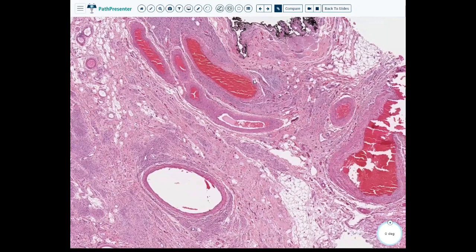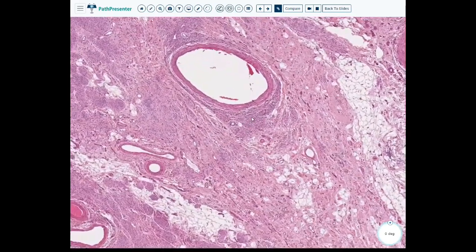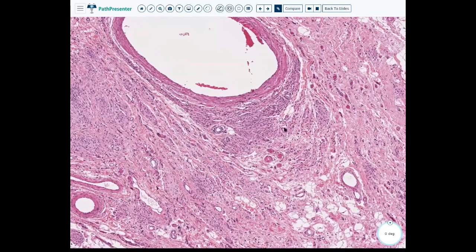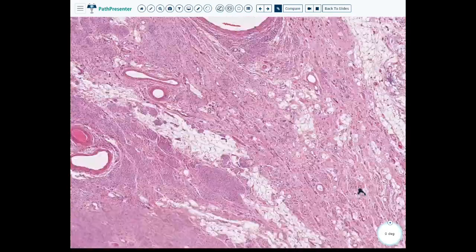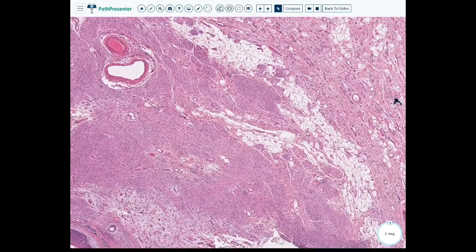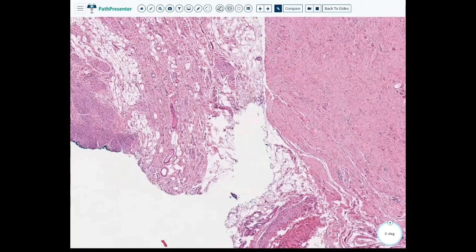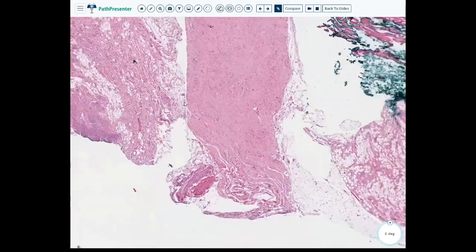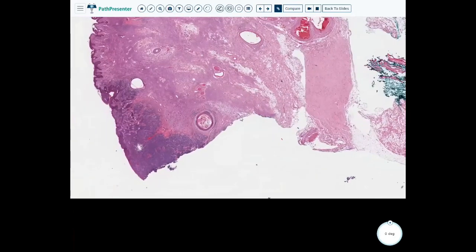Okay? Again, you can start picking it out, and hopefully, if you've been with us a few weeks, you're starting to pick up some of these things at lower power, because remember, low power just gives you a general idea of how far everything is going, the general architecture of everything. And then when we get to here, we can see that this is normal collagen fibers.